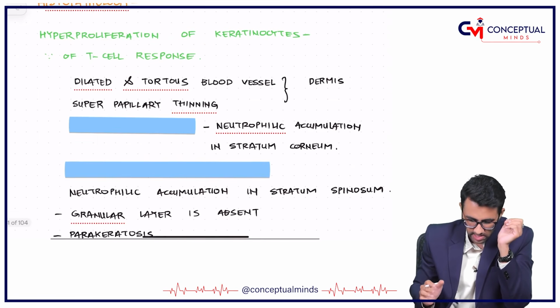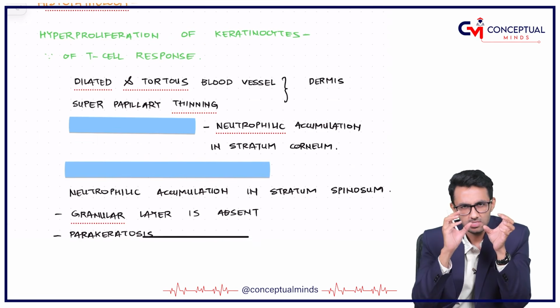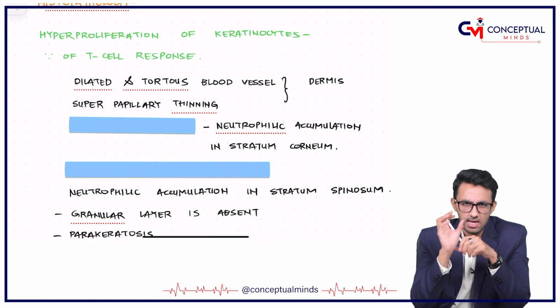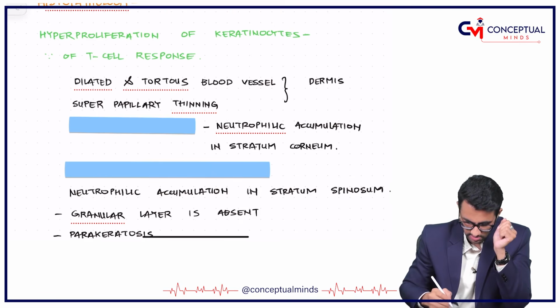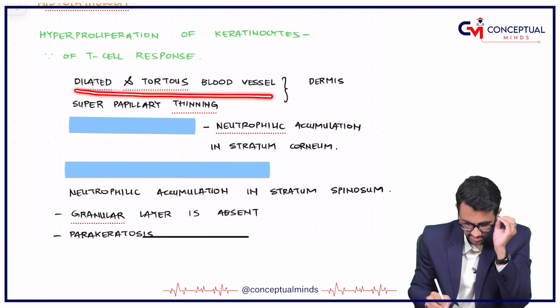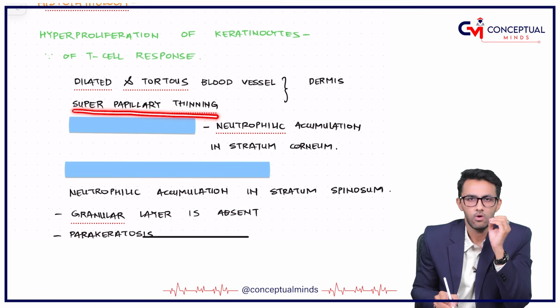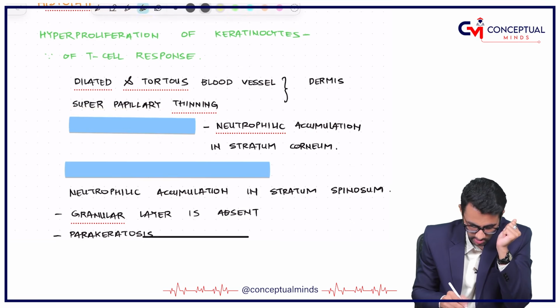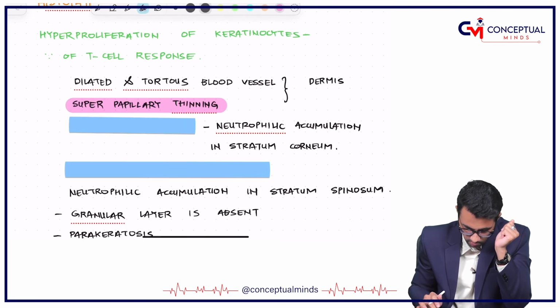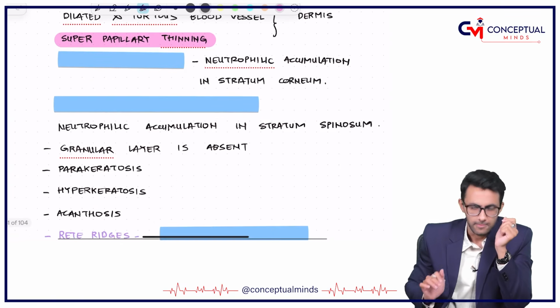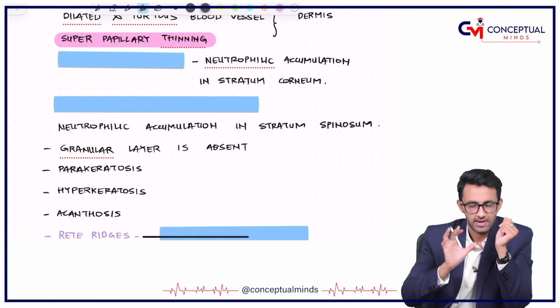Because of this, at the base, in the dermis, we can see dilated and tortuous capillaries, dilated and tortuous blood vessels. And there is suprapapillary thinning. This sentence, suprapapillary thinning, is very important. Histopathological slides are waiting for us.